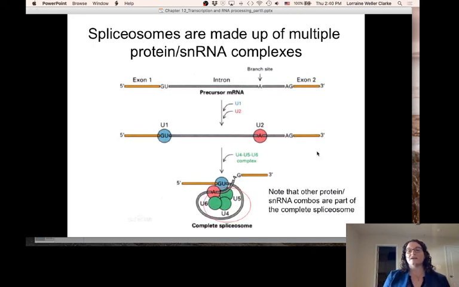Again, other SNRP combos are part of the complete spliceosome. And for this splicing, it cuts it at these points. But note that the same spliceosome could attach to two different sites and splice different sites. So that's an interesting piece about the spliceosome, that there's a lot of SNRPs as part of it. And these SNRPs can cut out one intron, they can cut out multiple introns, they can cut out parts of exons, depending on how they attach to the pre-RNA.